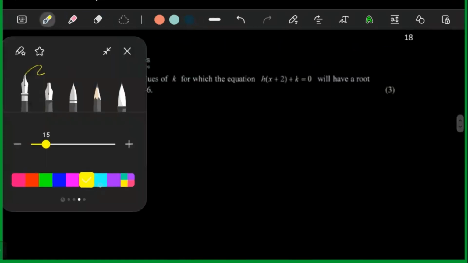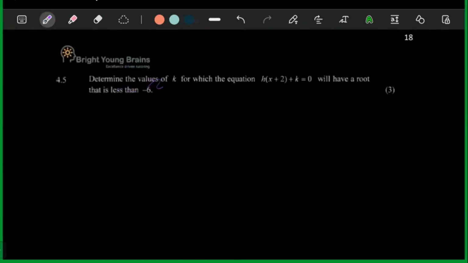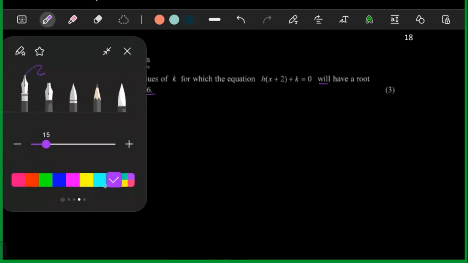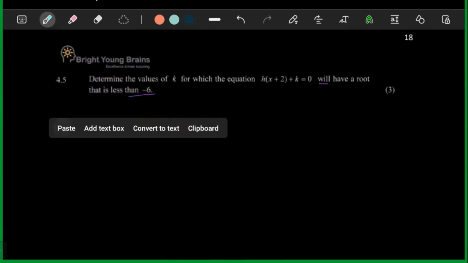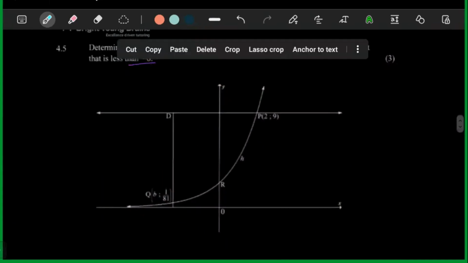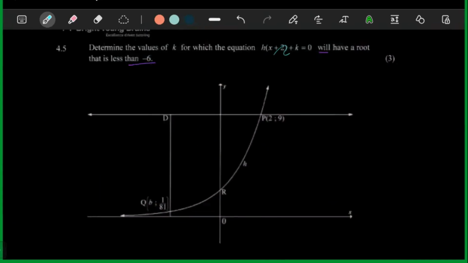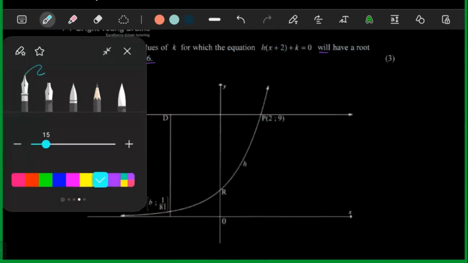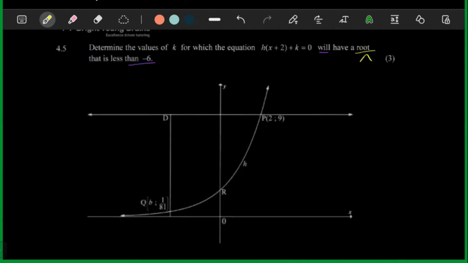4.5 though says determine the value of k for which this equation will have a root that is less than -6. This is not a plug-and-place type of question, but it's not too crazy. But we have to read it again. It says determine the value of k for which this equation will have a root that is less than -6. So firstly, we have to analyze what this means. When they say they want us to give a value of k for which this equation will have a root that is less than -6, a root is just a solution to the equation.